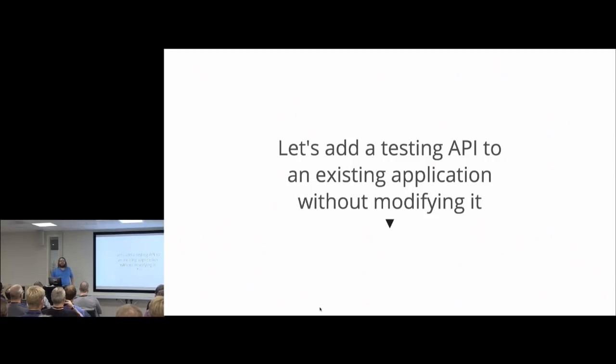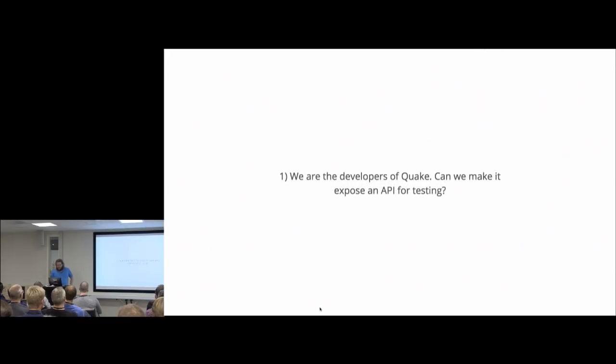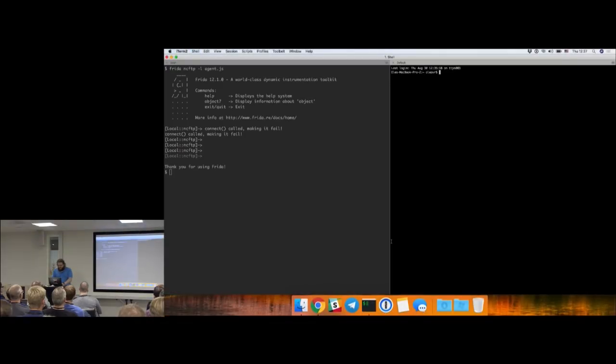So yeah, we have an existing application that we want to add some testing APIs to. Let's pretend we are the developers of Quake. So the question is, can we make it expose some APIs for testing?